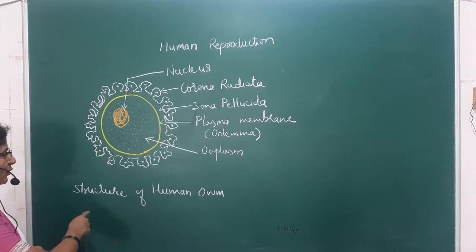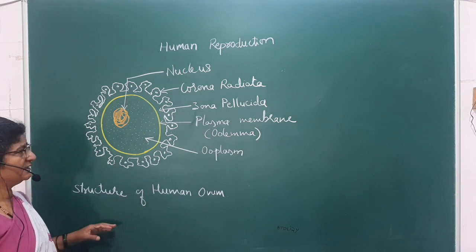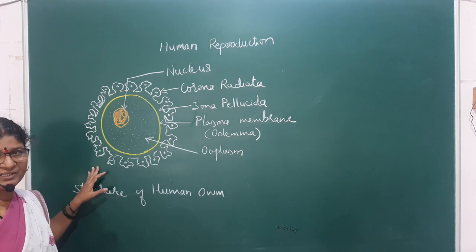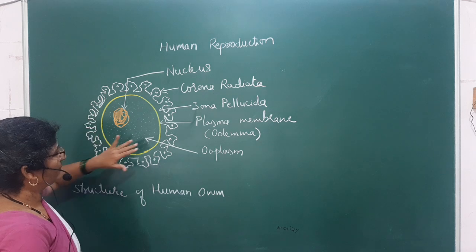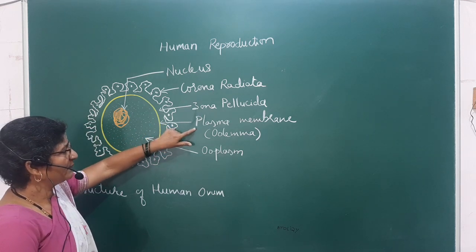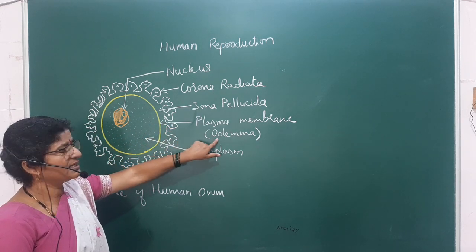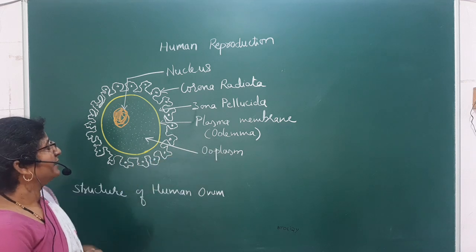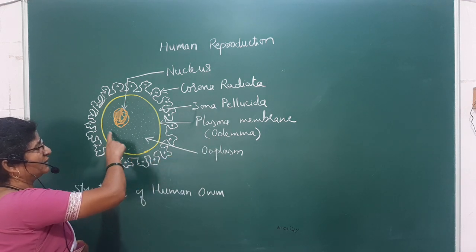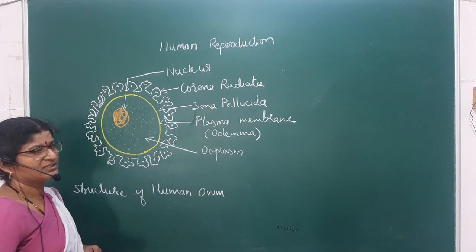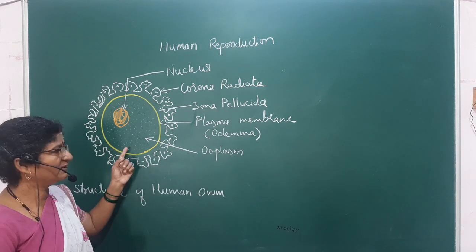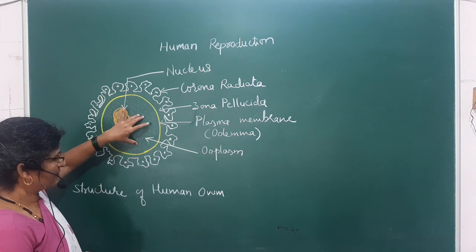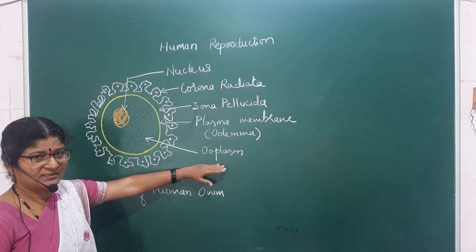Structure of the ovum, the human ovum especially: it is spherical in shape and surrounded by the plasma membrane. The plasma membrane of the ovum is also called the oolemma. Inside the oolemma, you will see the cytoplasm, which is deposited with yolk during the growth period. You have learned this. The cytoplasm is called the ooplasm.